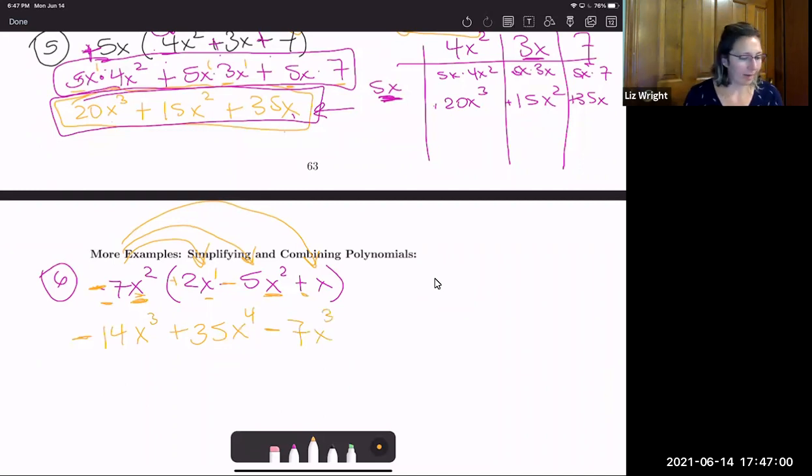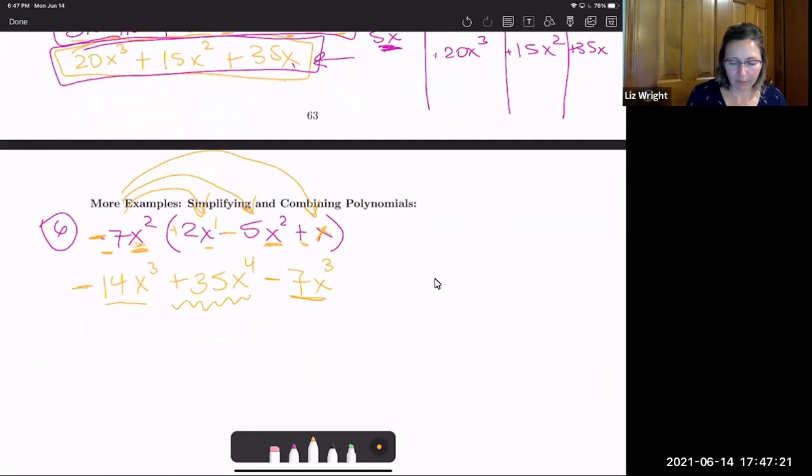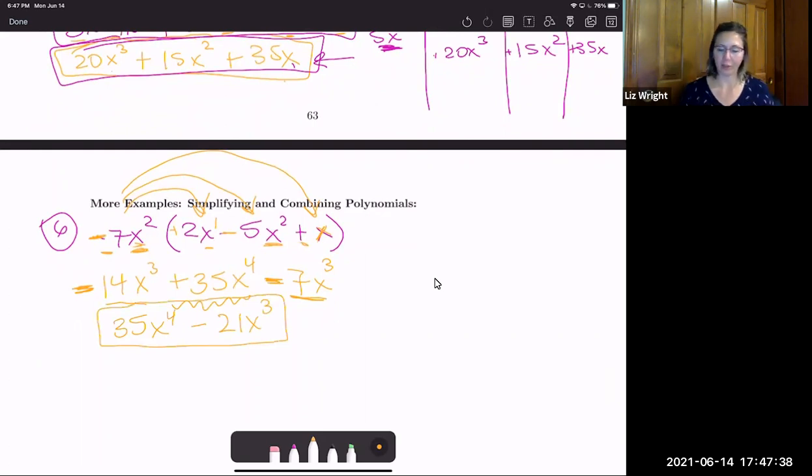And then we're kind of looking at our answers here at the end, and we're saying, okay, what do I have here? Is there anything here that I can combine? And we've got these two terms that we can combine. And then we also need to rewrite them in alpha descending order. So let's put this guy first. He's by himself. So it's going to be 35x to the fourth. And then we're going to do negative 14x cubed minus 7, which is going to give me negative 21x to the third. And that's your final answer for that. So you can circle or box up your answer.